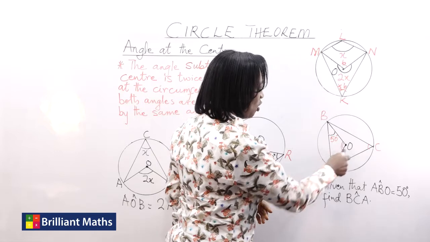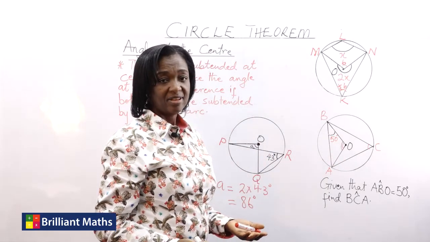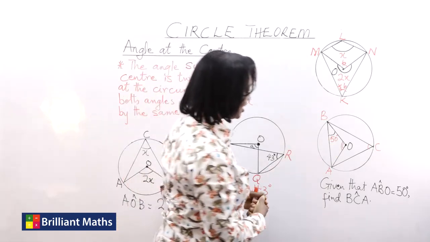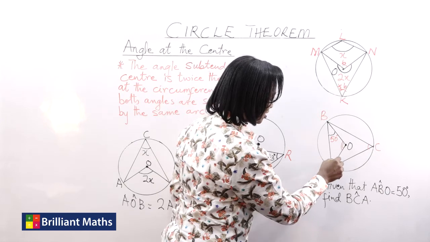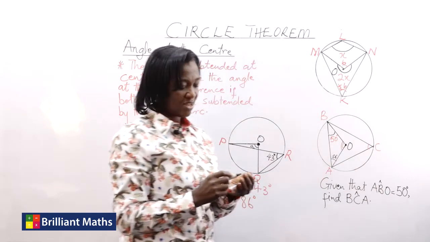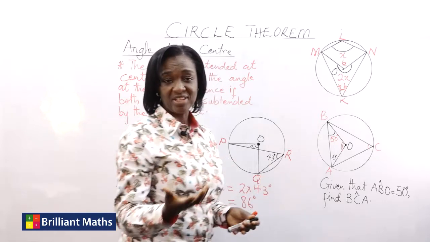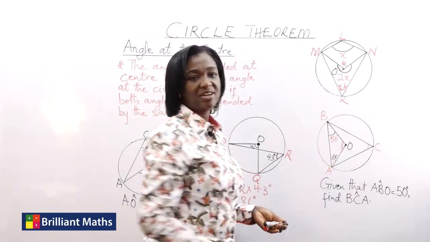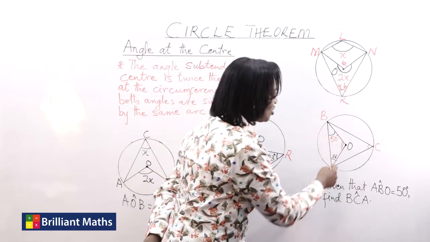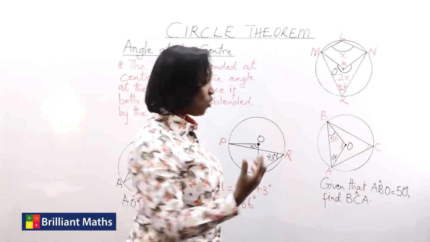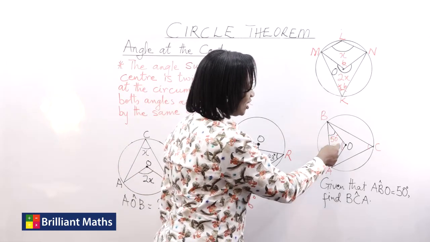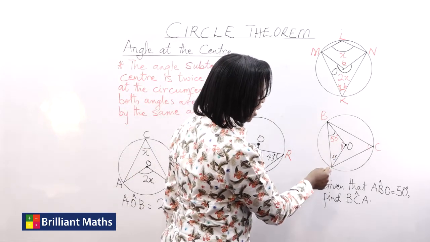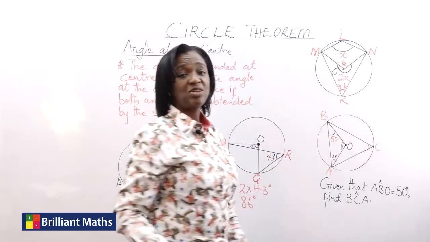Knowing that OB and OA are both radii, that means we have an isosceles triangle in here. So this angle is also 50 degrees. So if that angle is 50 degrees, that means the angle at the center is 180 degrees minus 100, because the sum of the angles of a triangle is equal to 180 degrees. So 180 minus 100 gives us 80 degrees. So the angle AOB at the center is equal to 80 degrees.